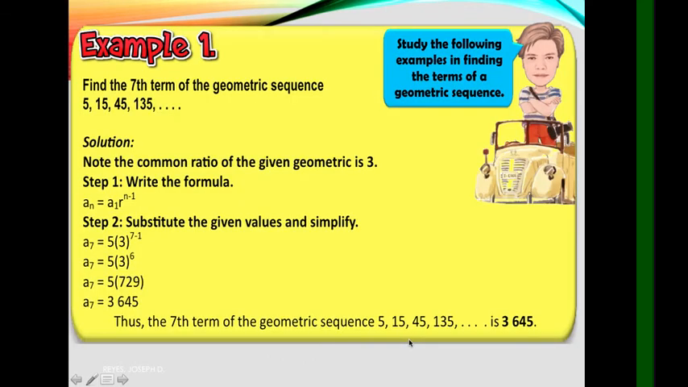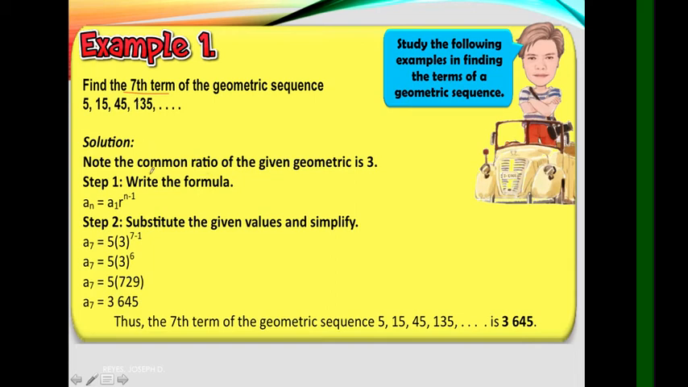To understand it better, let's have an example. Study the following examples in finding the terms of a geometric sequence. Find the seventh term of the geometric sequence 5, 15, 45, and 135. So we're looking now for the seventh term, because what we have is 1, 2, 3, and 4 only. So we're looking for the seventh.